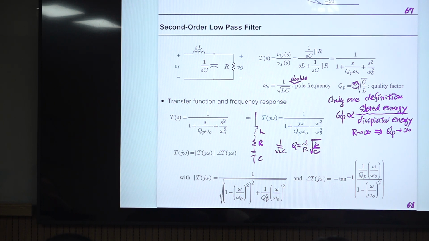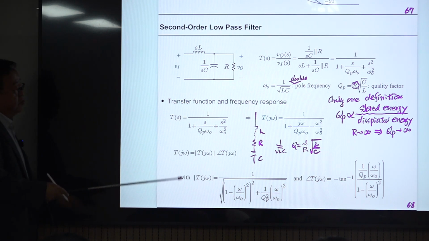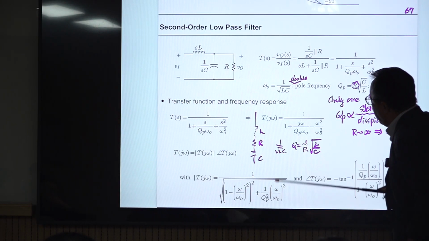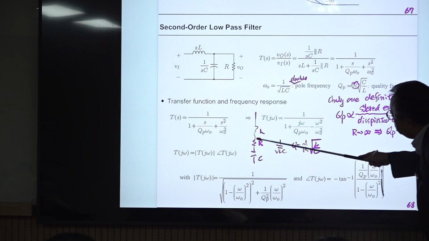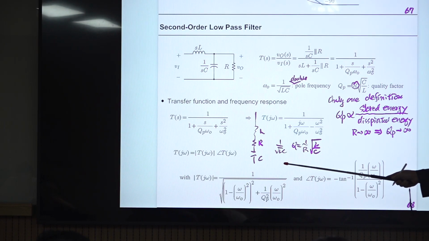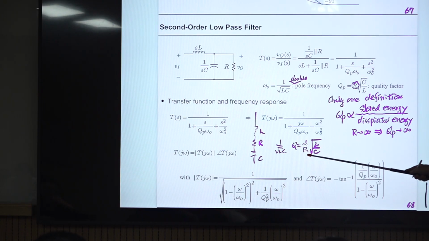Why is that? You can immediately see this is okay. This is a correct expression. When R becomes 0, then they are shorted. There is no energy loss here. Okay? So R is 0, then this becomes infinity. That makes sense. Right? That is the definition of Q.